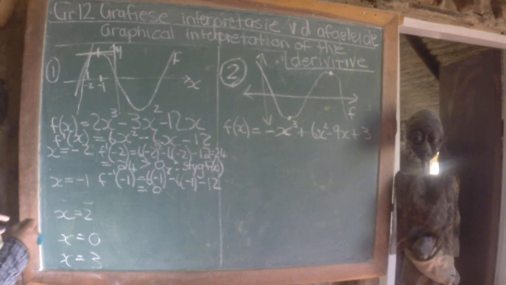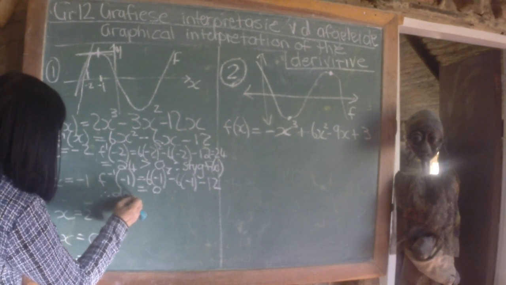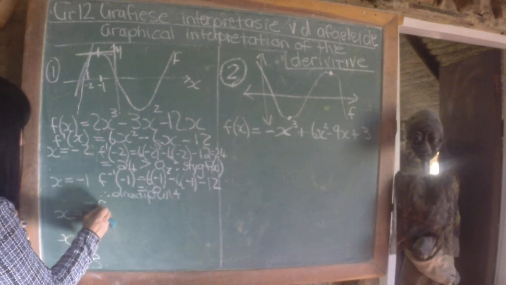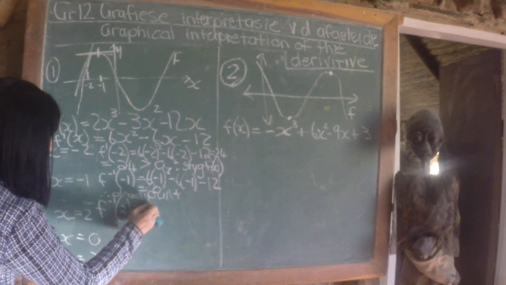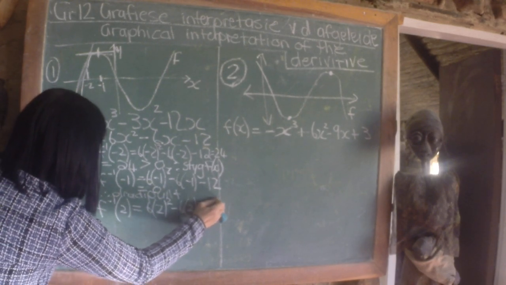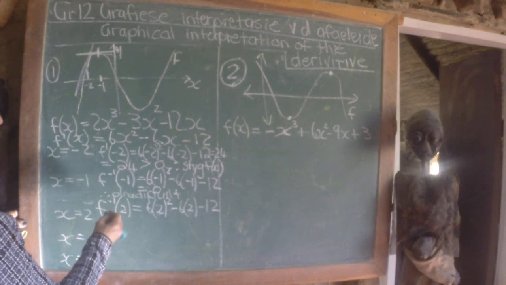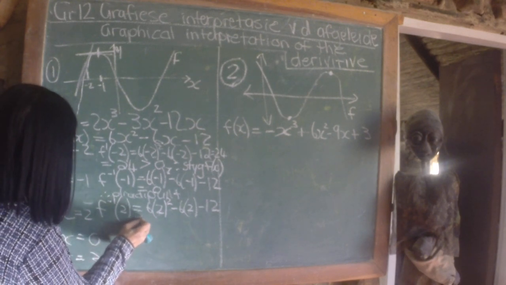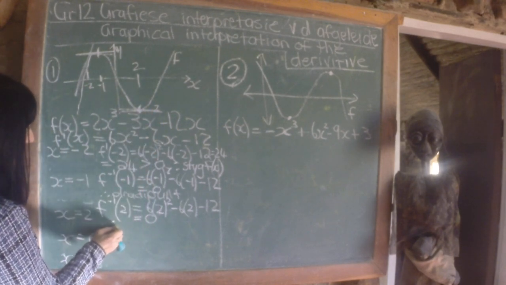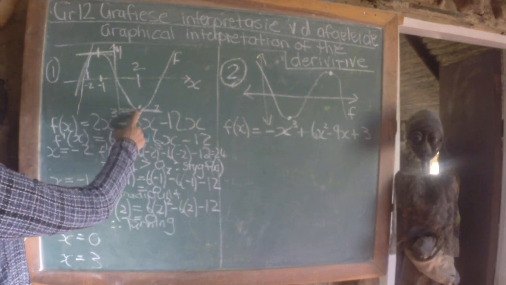Kom ons sit x2 in. As ons 2 insit, daarom is dit 'n draaipunt, 'n turning point. Ok, if you substitute 2 into the derivative, as ons 2 gaan invervang, 6 maal 2 kwadraat minus 6 maal 2 minus 12. Kom ons kyk wat ons antwoord nou. 6 maal 4 is 24, minus 12 is 12, minus 12 is gelyk aan 0. So, hier is 2 dan, en daar het ek weer 'n draaipunt. So, therefore, it's a turning point, because the derivative equals 0 if I substitute 2 into it.